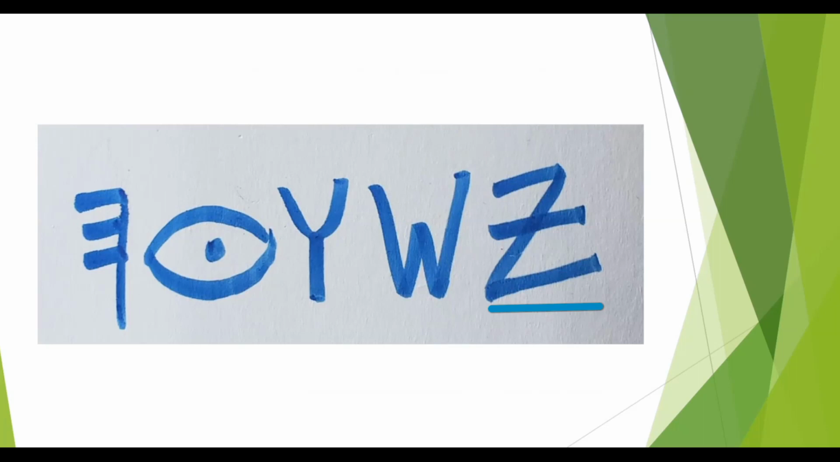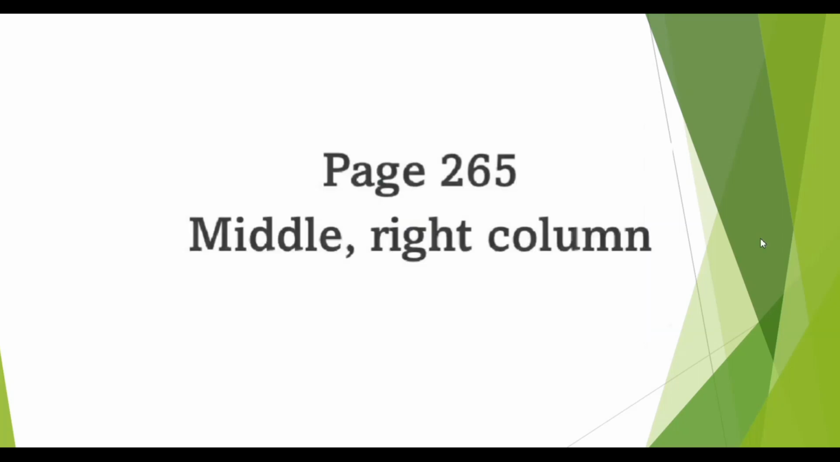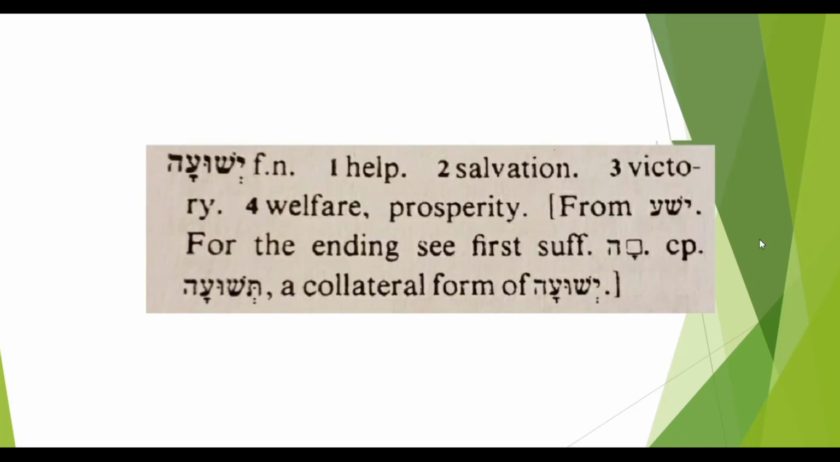Okay, so if I go back to that word and I use the prefix of the yod again, then in the dictionary, the only suffix I could find for this word was the hey. And the hey is like to proclaim or broadcast, something like that. And I found it on page 265. It's in the middle of the right column. So we have yod, shin, wa, ayin, hey, and it's defined as help, salvation, victory, welfare, prosperity.